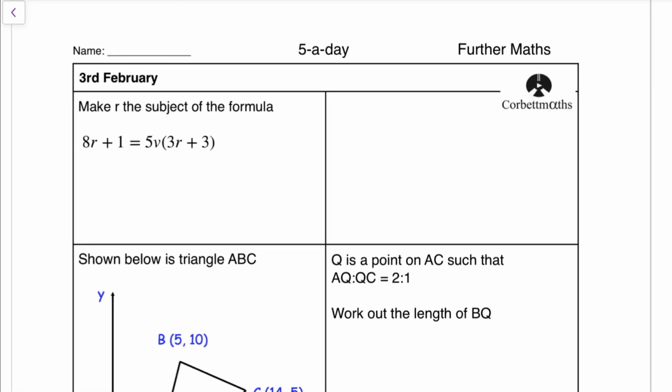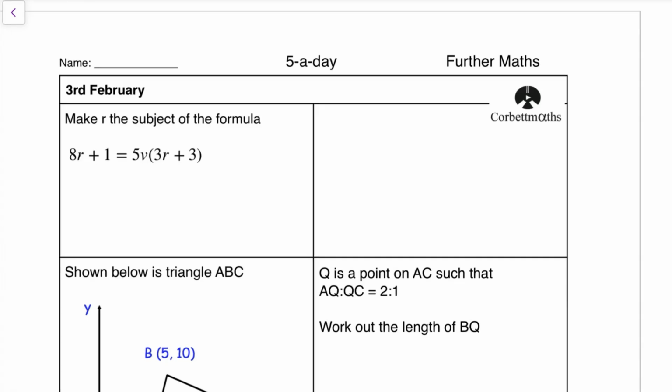Right, first question. Make R the subject of the formula. This is what's often called the difficult questions because there's 2 R's, but the process is always the same. I need to move all the R's to one side and everything that's not an R to the other side. So let's start by expanding my equation.